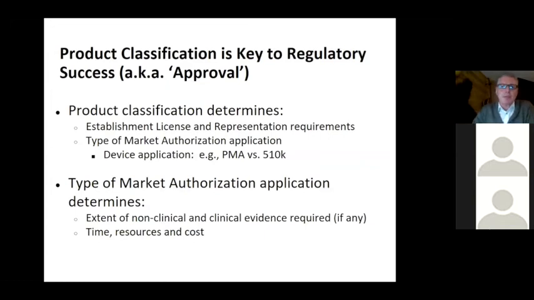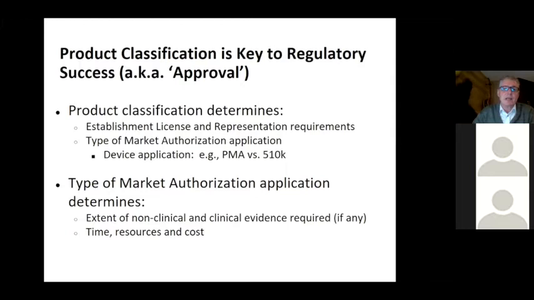So, your product classification really is key to your regulatory success, in other words, achieving your approval. Your product classification is going to determine whether or not you need an establishment license and representation within those regions. I'll explain that shortly. But it also defines the type of market authorization application that you're submitting to the regulators.